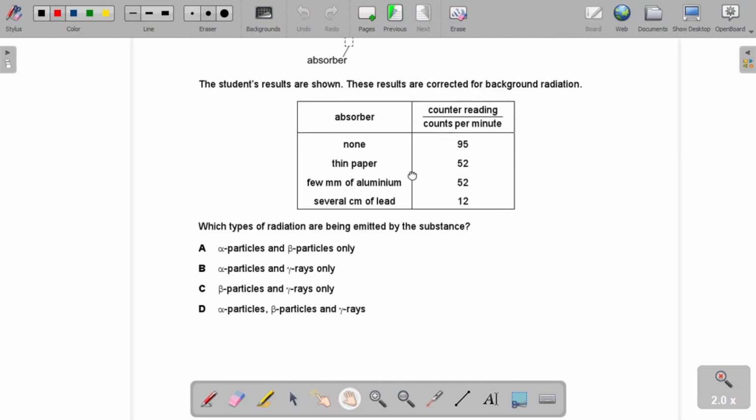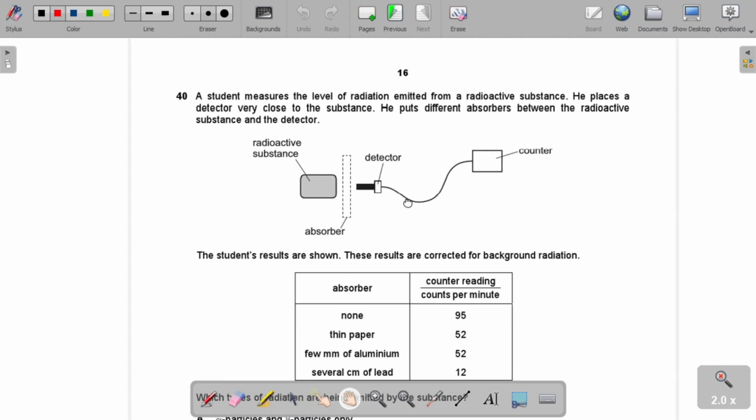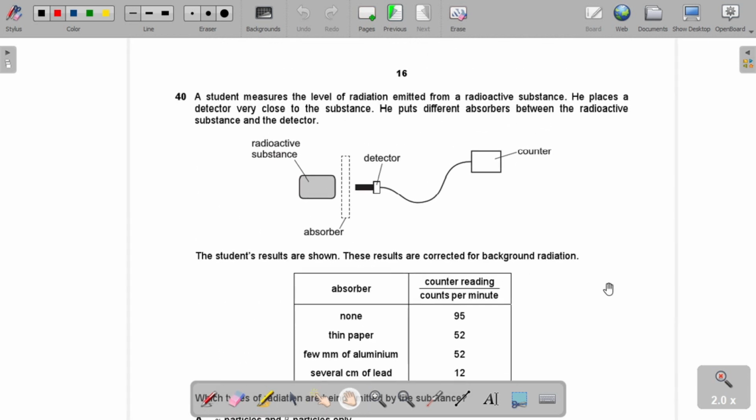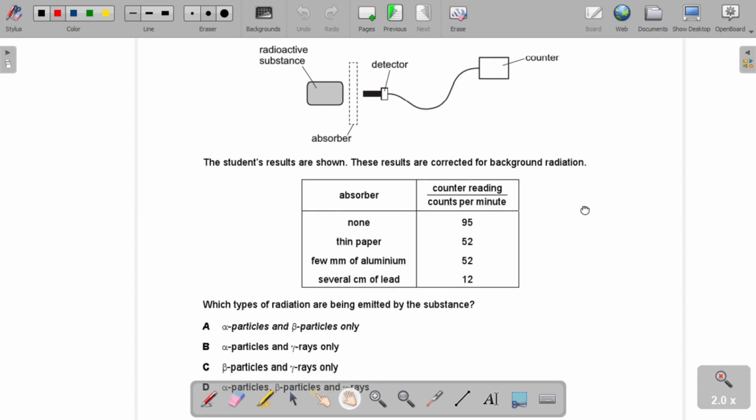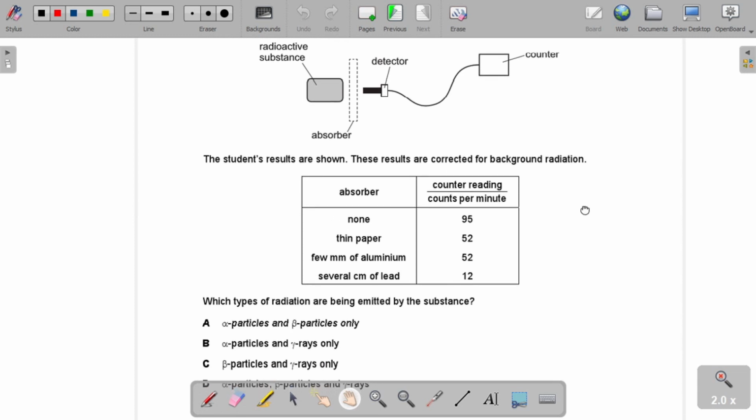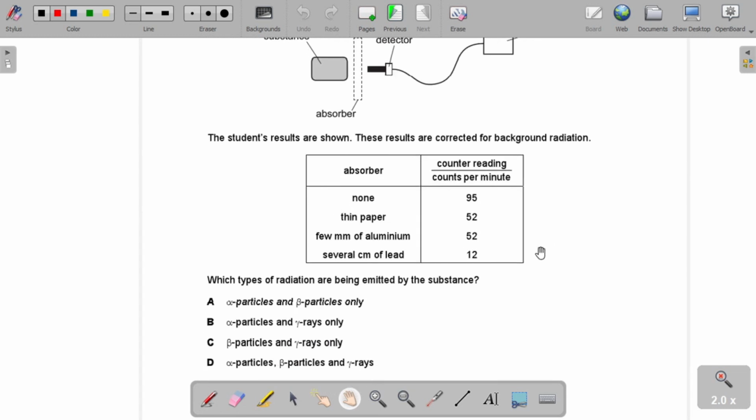The final question, which is question 40. A student measures the level of radiation emitted from a radioactive substance. He places a detector very close to the substance. He puts different absorbers between the radioactive substance and the detector. The student's results are shown. These results are corrected for background radiation. When there is no absorber, 95 counts. Now, thin paper, 52 counts.